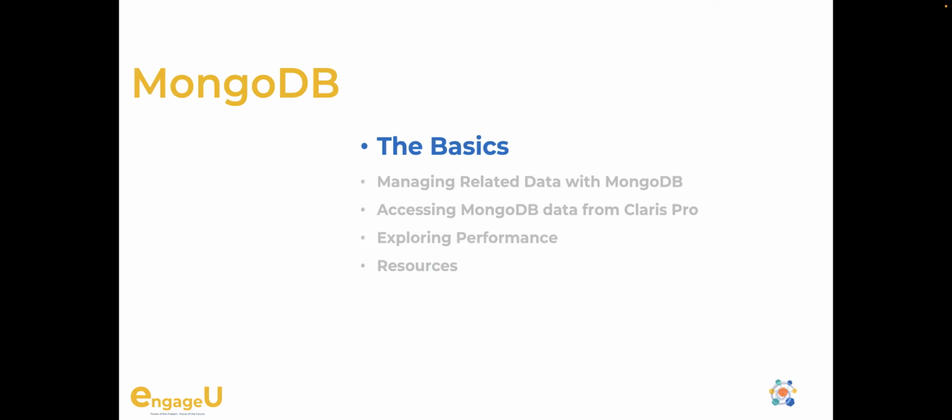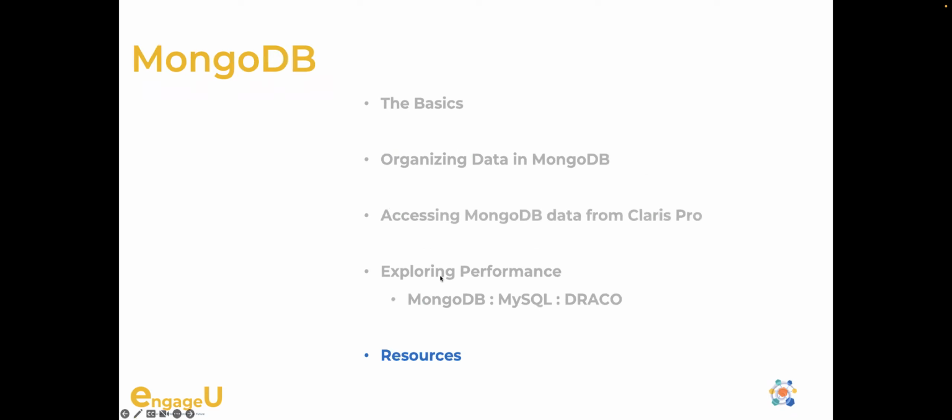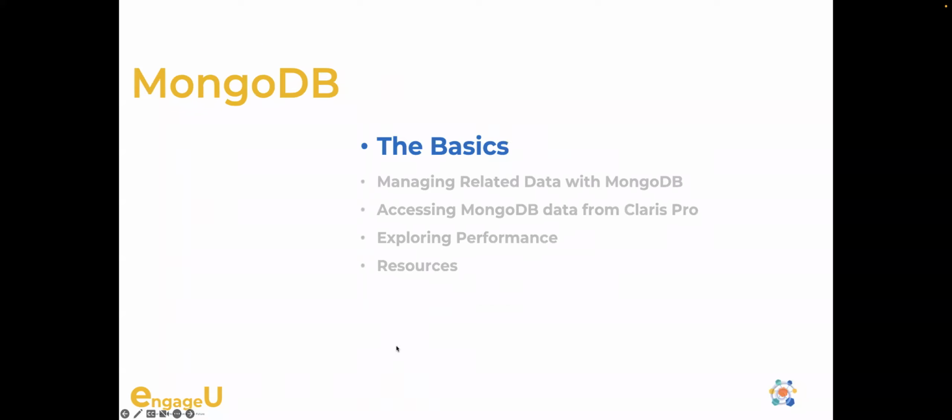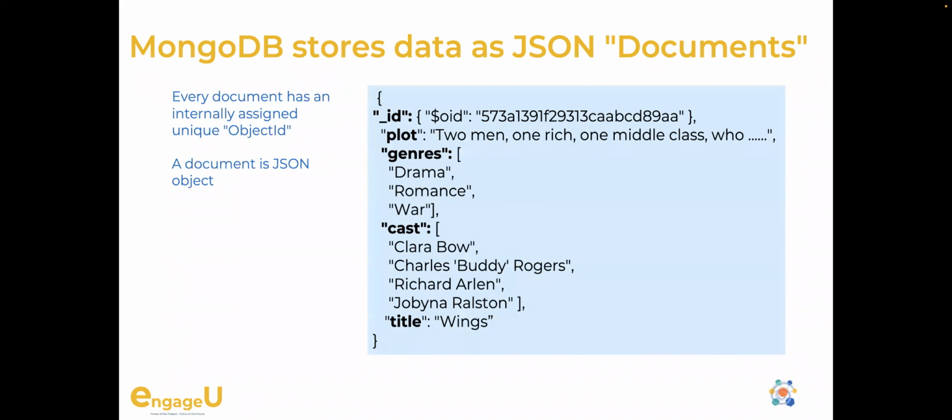So let's look at the basics. And then we're going to go through managing related data with MongoDB, accessing MongoDB from Claris Pro. Sorry, we're going to go to the basics first. What am I doing here? I'm having trouble with these transitions. The basics, this is what we're going to talk about. Okay.